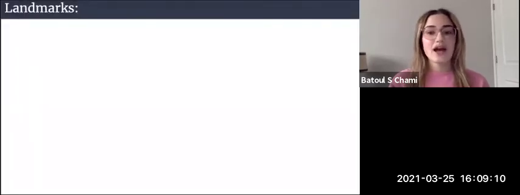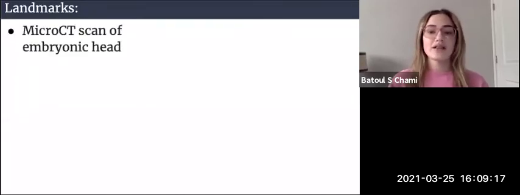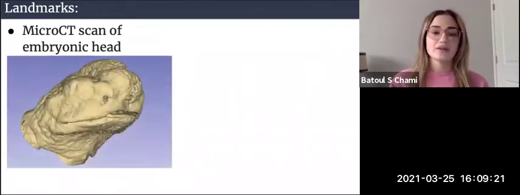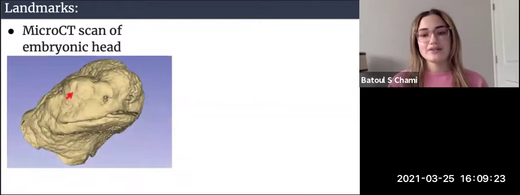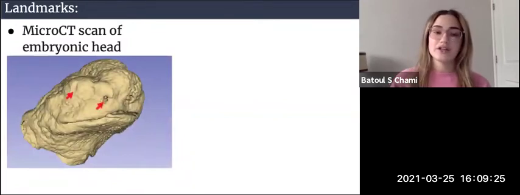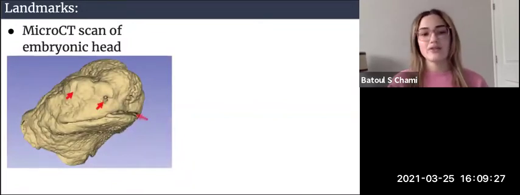Before we get into data, I would like to show you some information to orient you. We decided to use micro-CT to analyze the morphology of the axolotl embryo. Here is a representative scan. First, here are the eyes. Here are the nasal cavities, and here is the mouth.